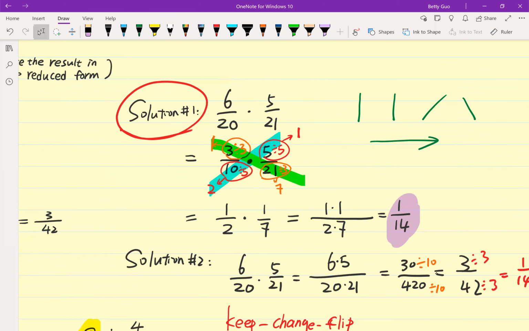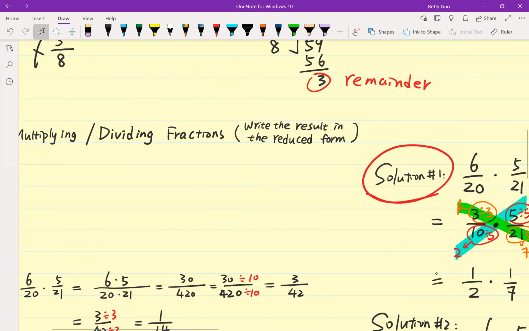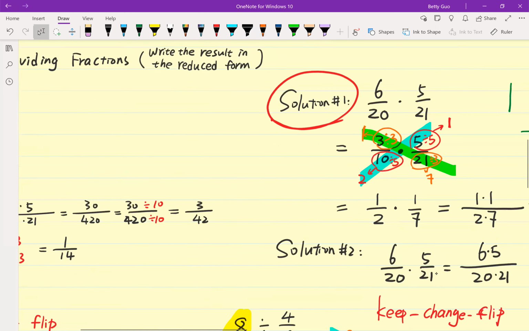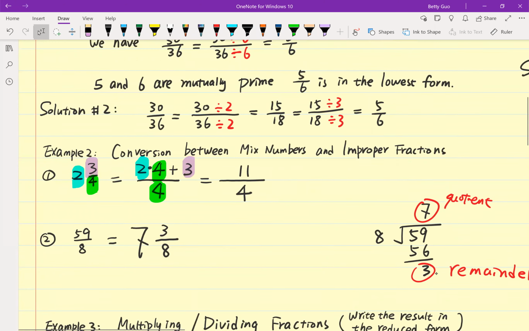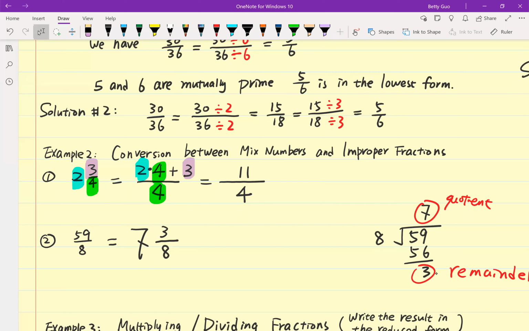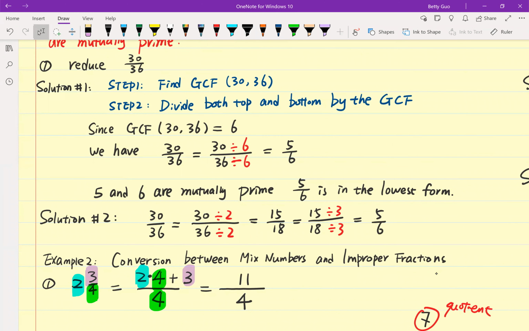Yeah, sure. Before that? Okay. Oh, the reduced part? The mixed number? Which part? Solution 2. Reducing a fraction, right? Okay, yes? Yeah. All right.